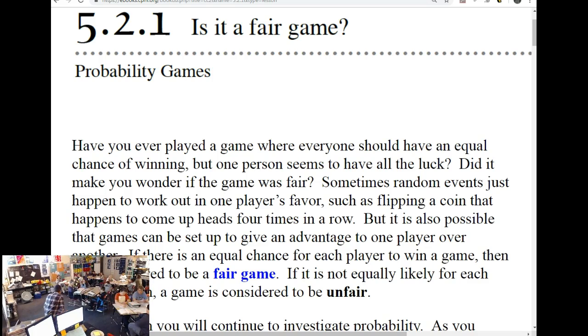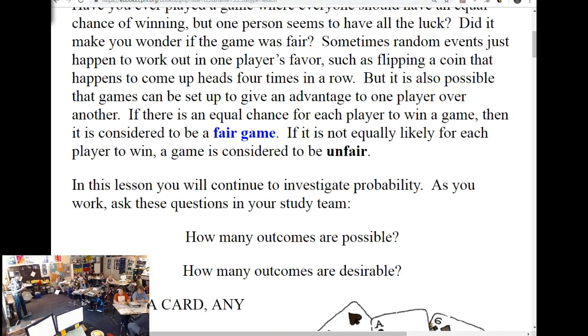If I have a 1/5 chance of losing, you should have a 1/5 chance of losing, and you should have a 1/5 chance of losing. So a fair game means that things are kind of spread out evenly. So certain things are fair, other things aren't.